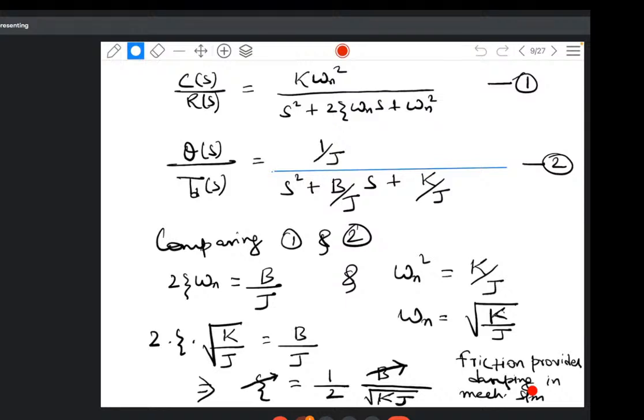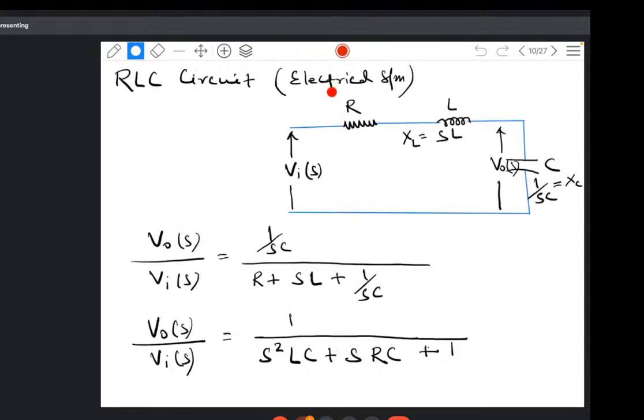Similarly, in the electrical system, if I ask you which parameter will determine or provide the damping in the electrical system, which parameter will provide? So let us check the second order electrical system also. I have seen the second order mechanical system. Now I am watching the second order electrical system. So the second order electrical system can be RLC or just LC, right? But in the tank circuit, no damping is there. But in the RLC circuit, you can see the damping. I have drawn this RLC circuit. Input is VI and I've taken it in the Laplace form, so VIS.